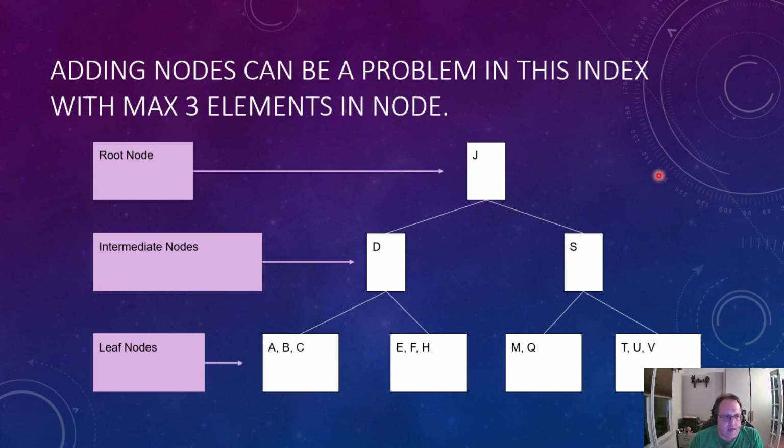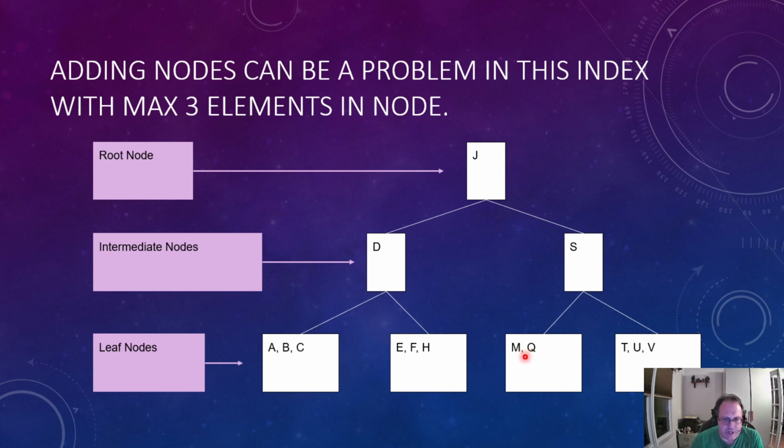Okay, so if I want to add the letter I, it's not a problem. I can't add it here because there's no room at the end, but I can add it here. So I could have I, J in that root node. That's okay. I would be before J. As long as I is less than J, we're okay. Likewise, I could add N. I can put N right here.